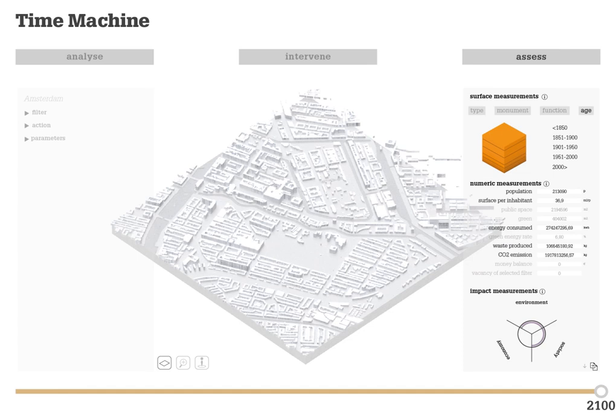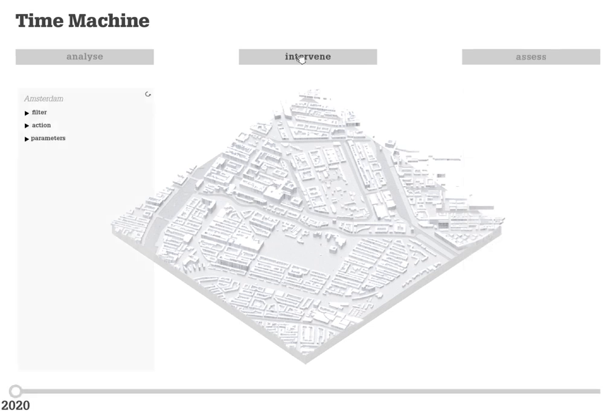As we've seen in the analysis part of the tool, the preservation of old architecture and limitations on building in certain districts is contributing to the current and future housing shortage. Can we come up with an action to solve this problem? Alright, let's go back to the Intervene tab and let's see if we can find a suitable intervention. As you know by now, we start to select our filter.